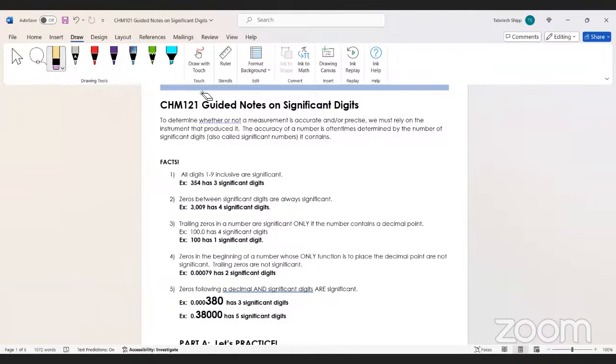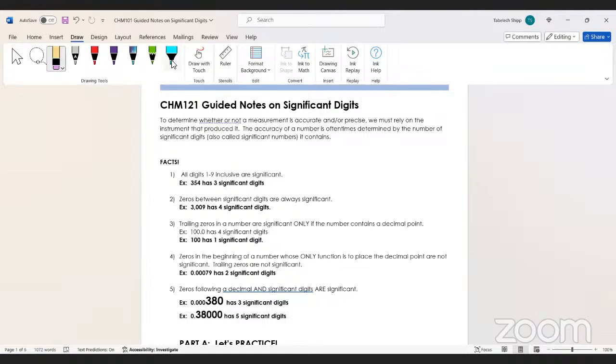Now, in statement number 4 right here, and let me zoom out a little so you all can see that rule. Zeros in the beginning of a number whose only function is to place the decimal point are not significant. Trailing zeros are not significant. So you're probably saying, okay, wait, what? I don't understand that.